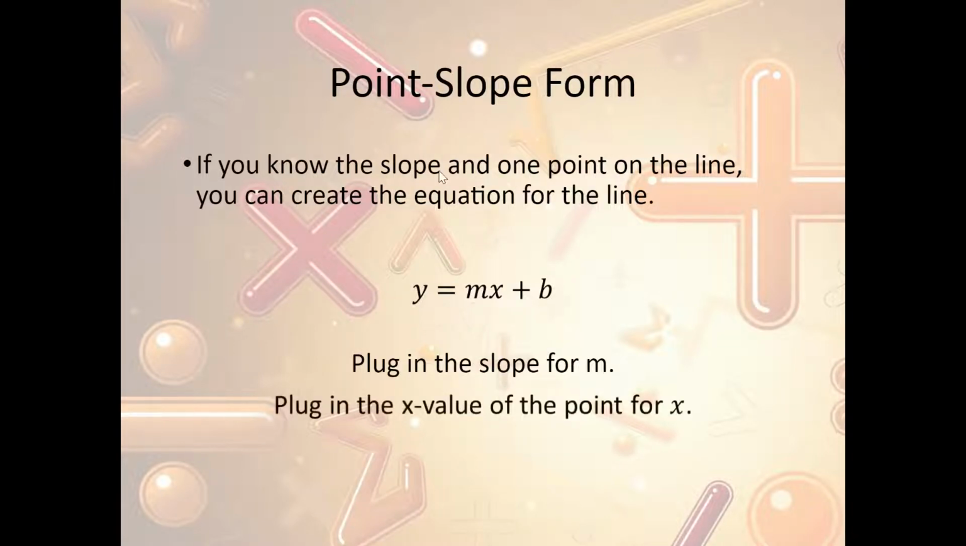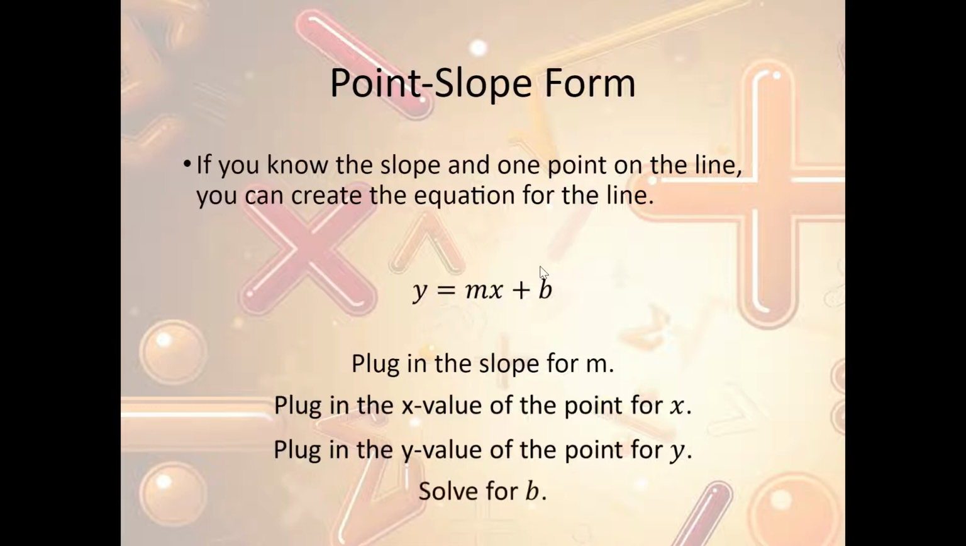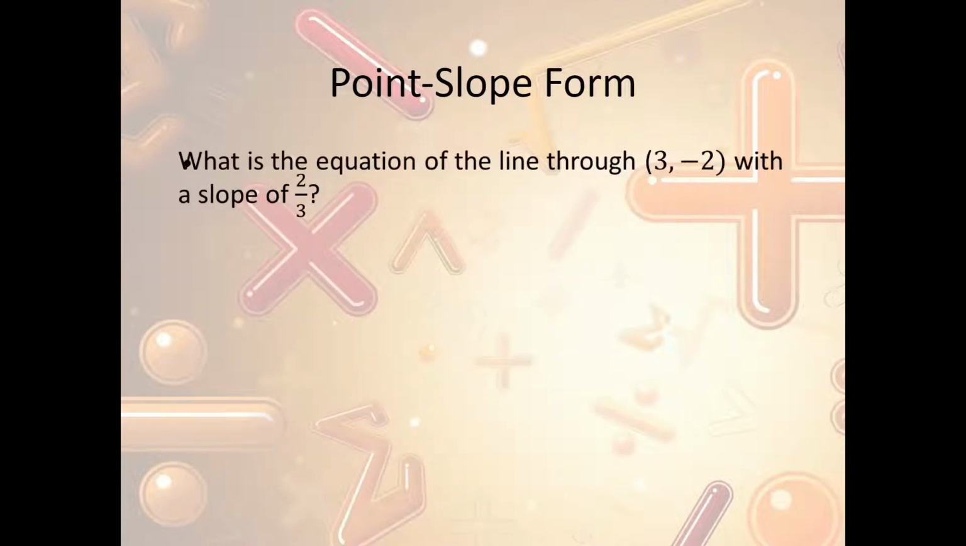We plug in the x value of the coordinate. So we're given some ordered pair, and we're going to plug in the x part here, and we plug in the y coordinate here, and now we're left with only one variable, which is b, and we could solve then for b and get the y-intercept. So let's take a look at an example of this.